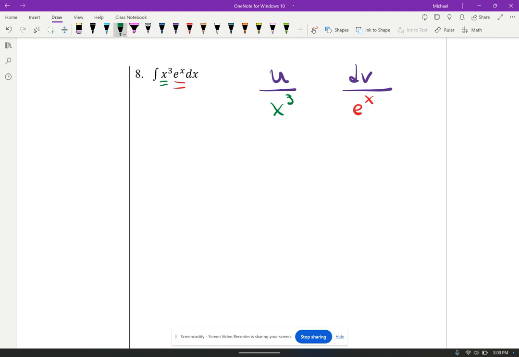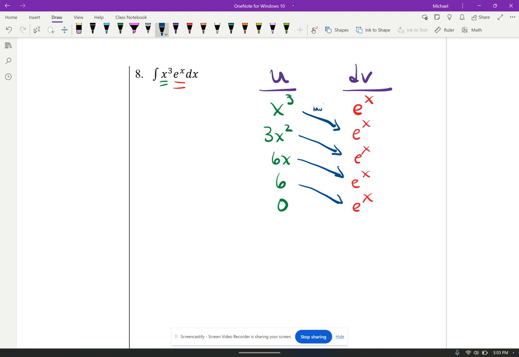All right, so let's take the derivative. The derivative of x to the third is 3x squared. The derivative of 3x squared is 6x. The derivative of 6x is 6, and the derivative of 6 is 0. And I stop. Now, take the antiderivative. The antiderivative of e to the x is e to the x, e to the x, e to the x, e to the x. We're not going to use all of these. Remember, we're only multiplying diagonally. So I'm going to have 4 terms on multiplying. And then don't forget, starting with a positive term, we're going to alternate positive, negative, positive, negative.